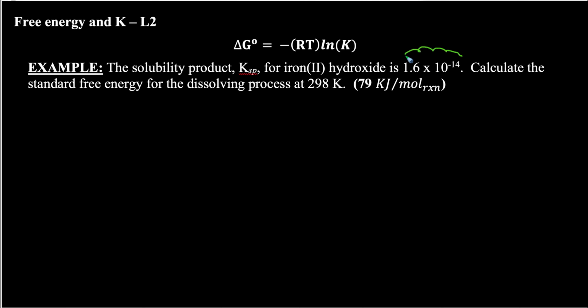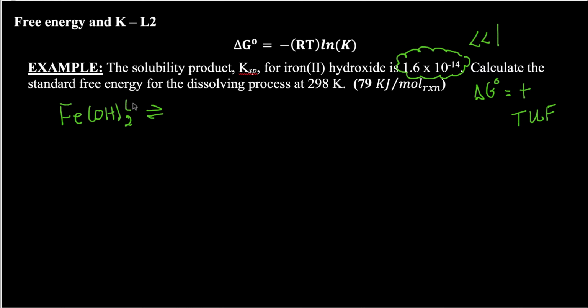K, in this case, for a solubility product, is much less than 1. So if K is much less than 1, we predict that delta G naught is positive, or thermodynamically unfavorable. So we have Fe(OH)2. A solubility product is always for the solid going to aqueous ions. Make sure you write your cation and your anion, and then balance. And we're looking for the K value for this.